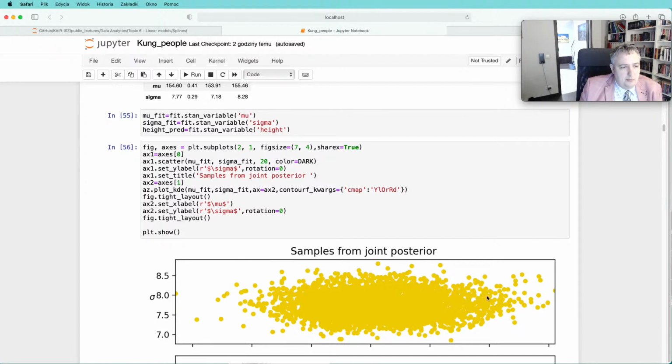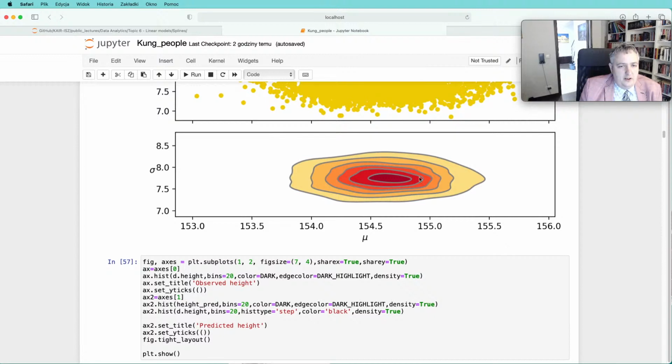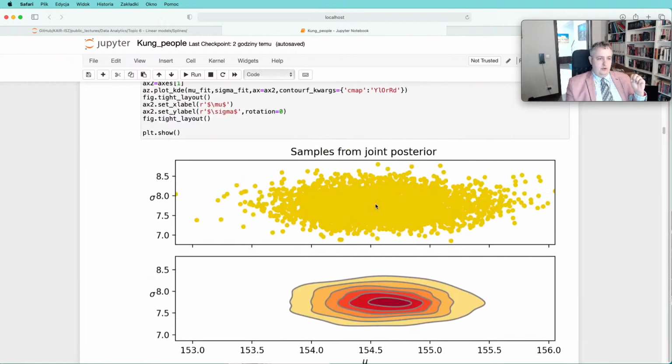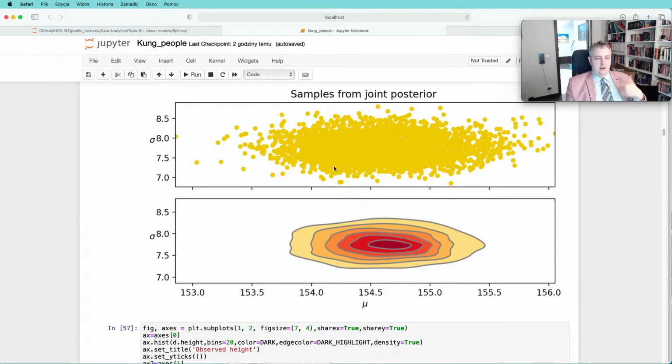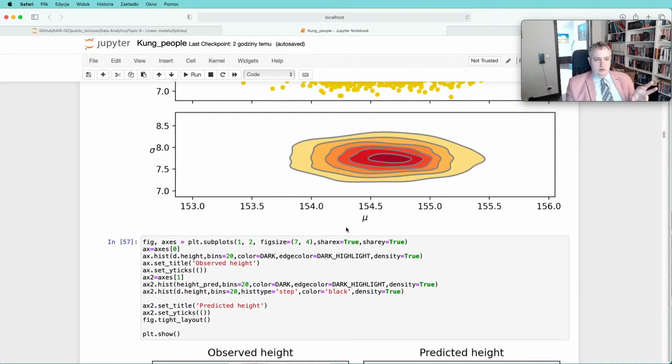So we get samples of mu and sigma, and those mu and sigma are distributed in such a way that there's a tight interval of 1 centimeter, or 2 centimeters, from 153 to 155.5. You have the tight distribution here and a bit wider distribution in the scale of sigma of 1 centimeter, at least sigma of 1 centimeter.